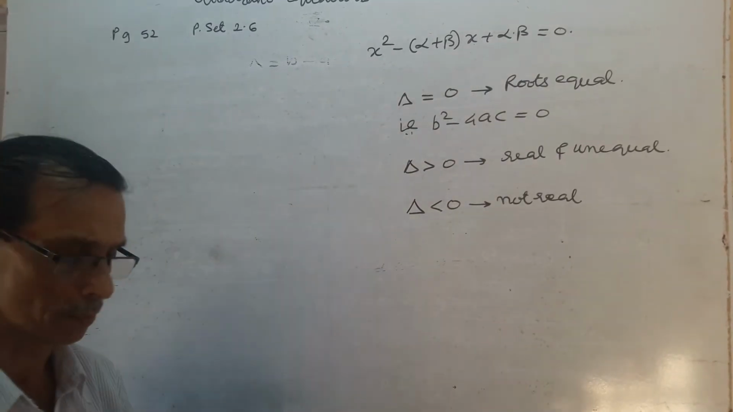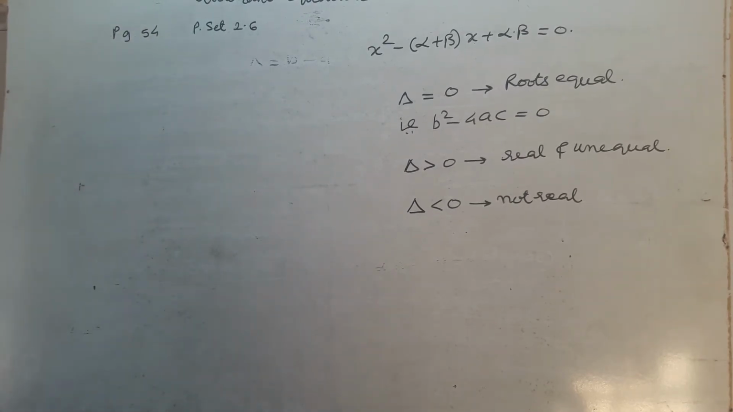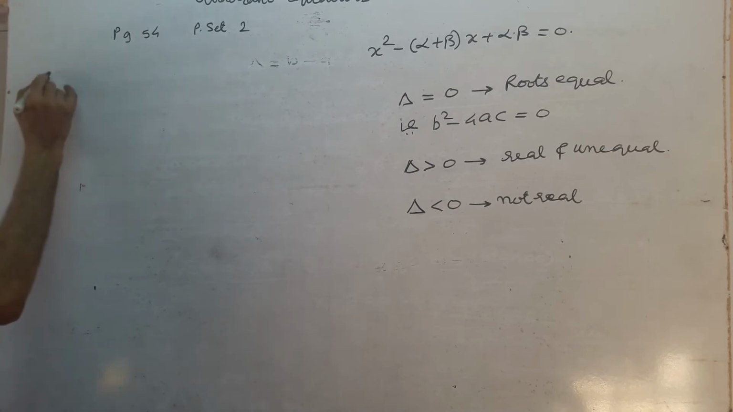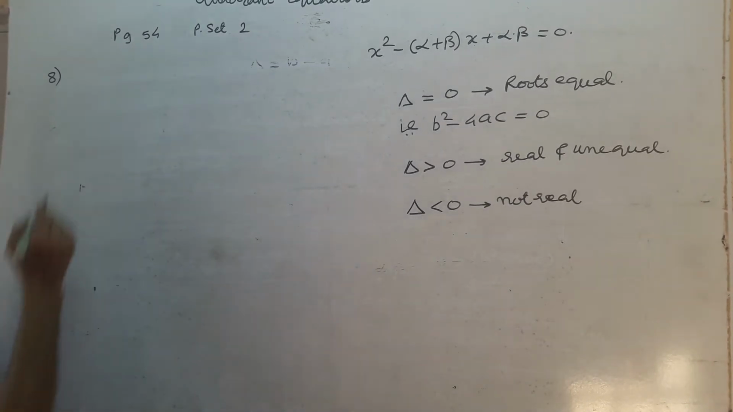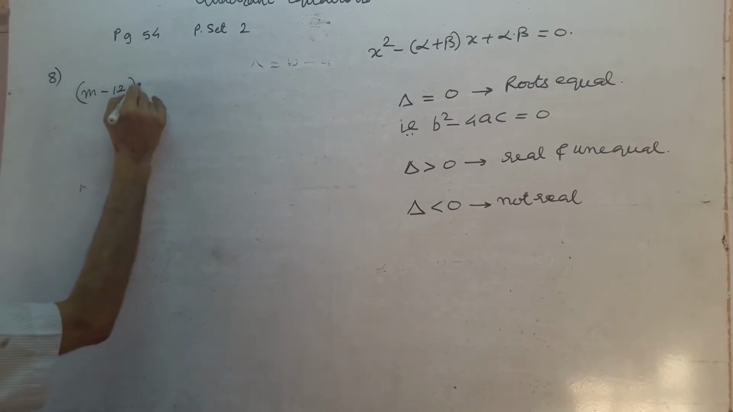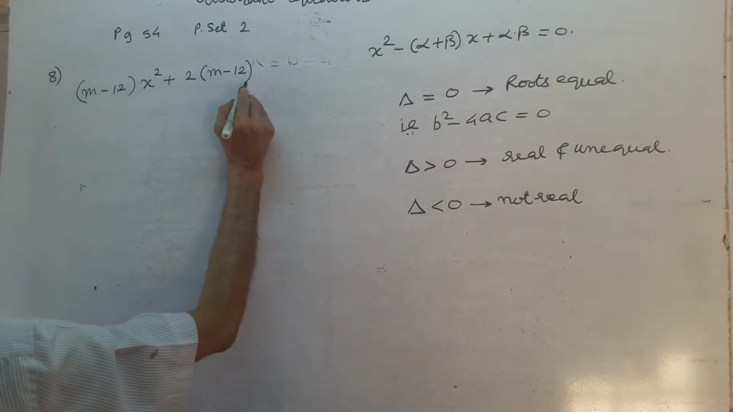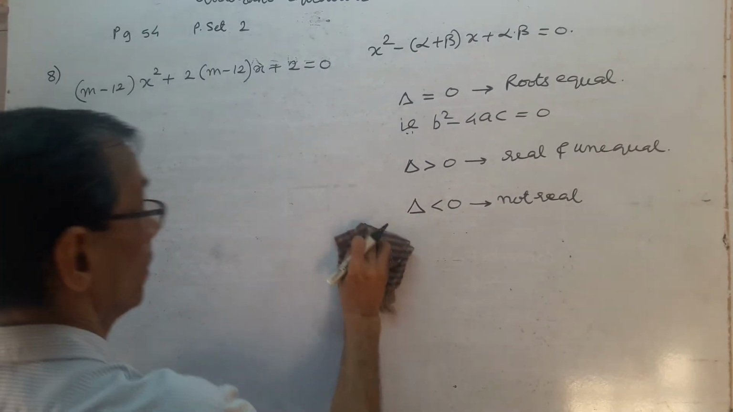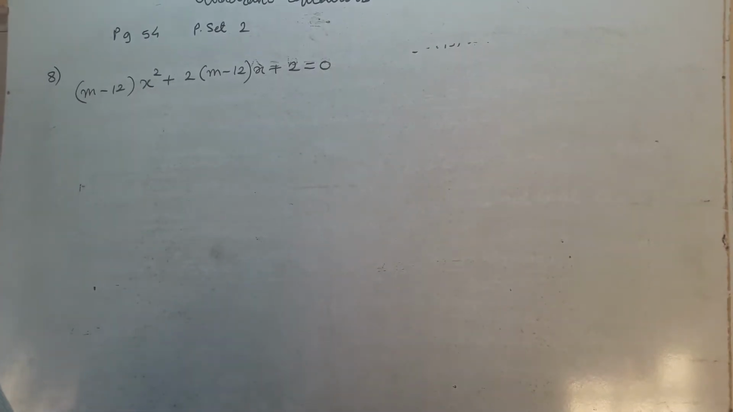Now let us take one example on page 54, problem set 2. Take example 8. Here it is given, find m if (m minus 12) x square plus 2 (m minus 12) x plus 2 is equal to 0. Here we have to find the value of m, and it is given that the roots are equal.